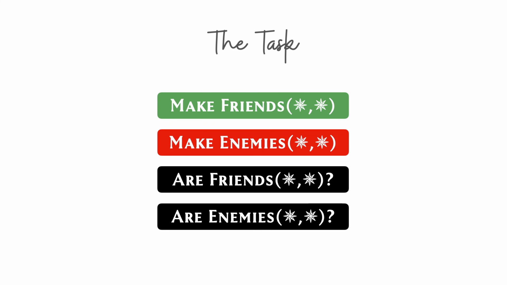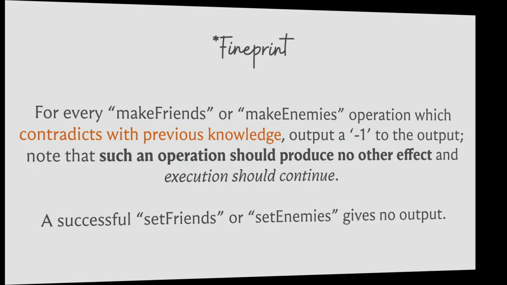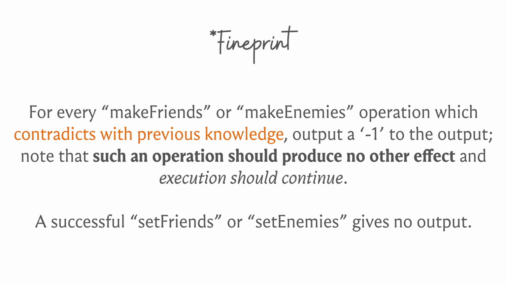All right, so let's also point out a little bit of fine print, which I think is important. You might actually get make friends or make enemies queries which contradict your previous knowledge. This could be as simple as the first line of input saying make friends 1, 2, and the second line of input saying make enemies 1, 2. This, of course, is a very direct example of contradictory behavior, but you could also have operations which contradict the knowledge that you have gained so far by inference. Even if these indirect conclusions are contradicted, you're supposed to ignore these operations.